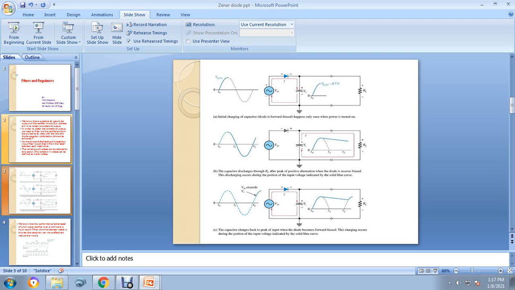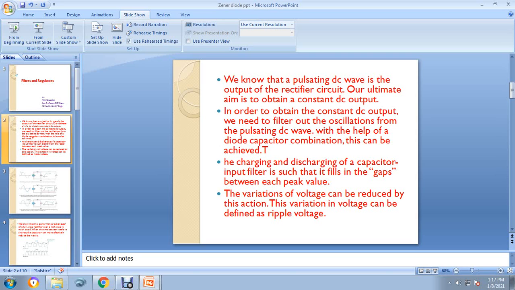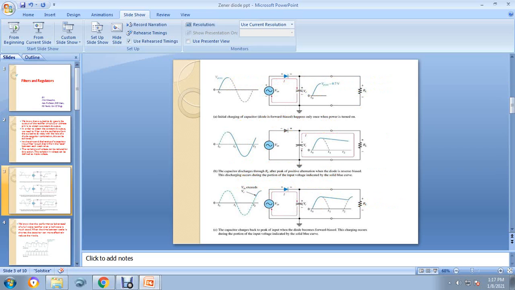Now I am using one capacitor at the end of your diode. What happens is the charging and discharging of the capacitor fills in the gaps between each peak value. See the initial charging of the capacitor: when the diode is forward biased, the capacitor will be charged at once when the power is turned on.